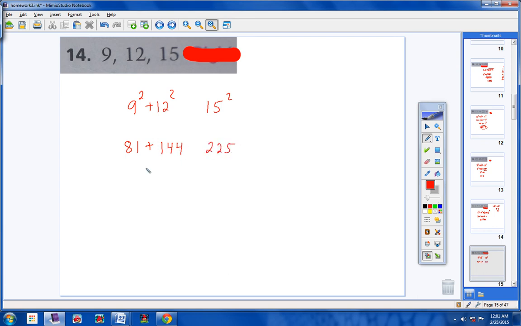Now, let's add these two numbers together. 81 plus 144 is 225. So, in this case, we do end up with equality. 225 equals 225. Now, whenever this happens, the left side equals the right side. That means we have a Pythagorean triple, and that means we have a right triangle. So when the left side is larger than the right side, you have an acute triangle. When the right side is larger than the left side, you have an obtuse triangle. And when the two sides are equal, you have a right triangle, okay?